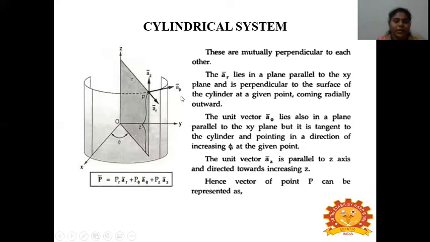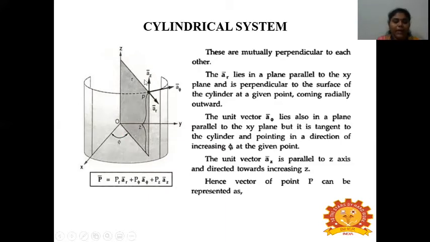Next, the unit vector A phi. A phi also lies in a plane which is parallel to your XY plane, but it is tangential to the surface of the cylinder and points in the direction of increasing phi. As it keeps moving, the phi value will keep on increasing.